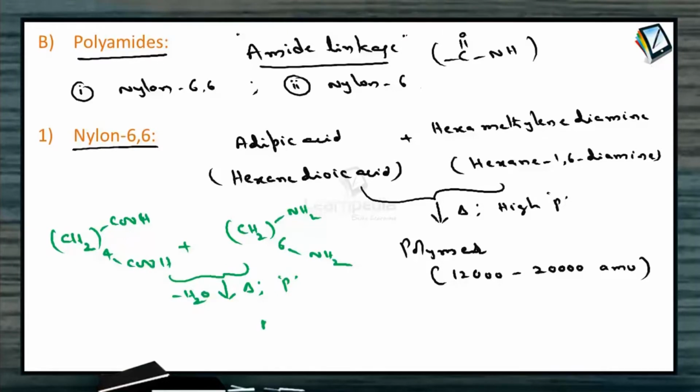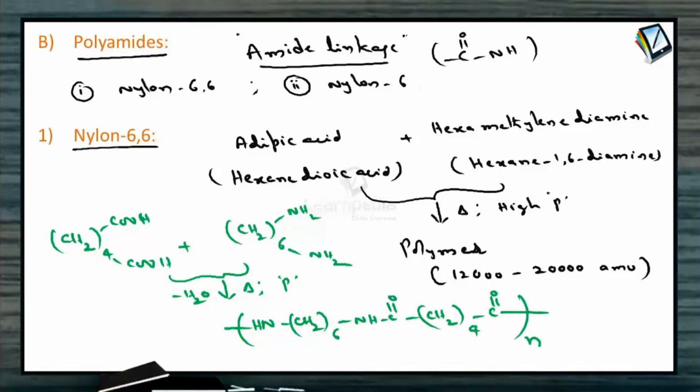Which can be represented as, this is the NH group where it is extended, and here it is the hexamethylene group (CH2)6, once again NH. The C=O group is necessarily to be present, and the extension is once again here (CH2)4, C=O, and here is the extension. That's why it is n times, and is thereby Nylon 6,6. As discussed, 6,6 stands for both monomeric units containing 6 carbons each.